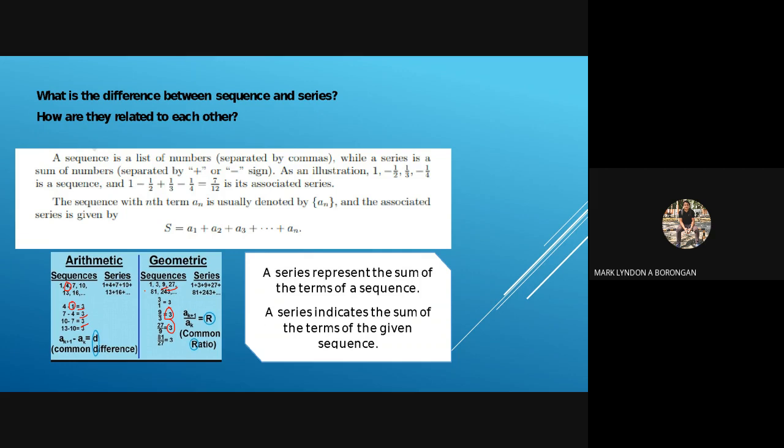In the series, you just add directly the values of the sequence. That's all. Okay? So a series represents the sum of the terms of a sequence, and also a series indicates the sum of the terms given in the sequence. So whatever is in the given sequence, it is the sum. You just add them depending on the sign of the values in the sequence. Okay?